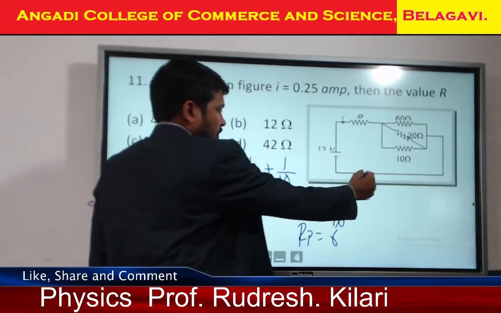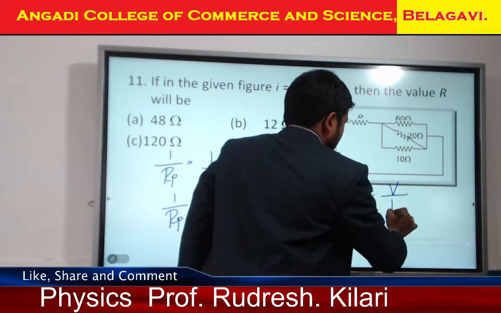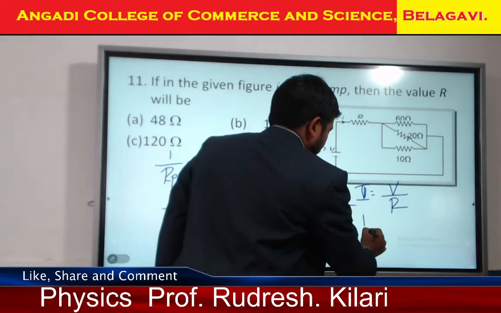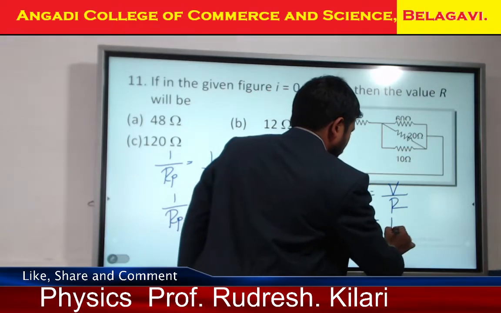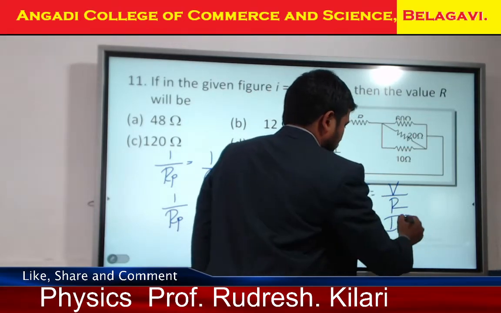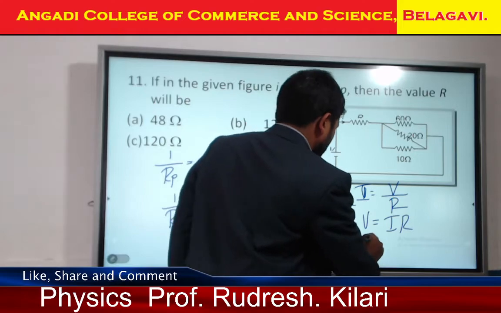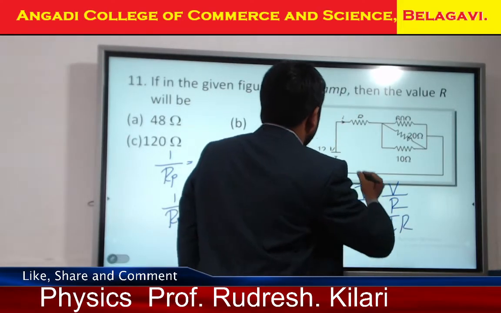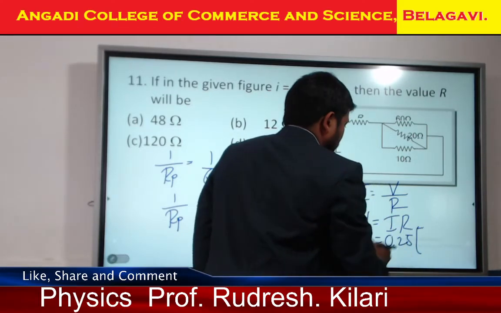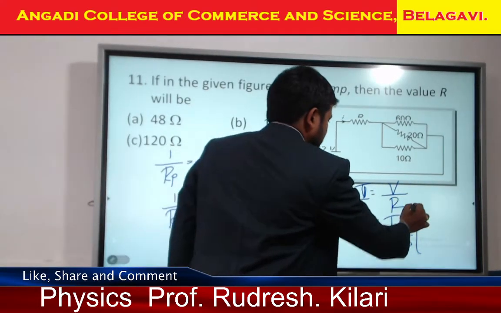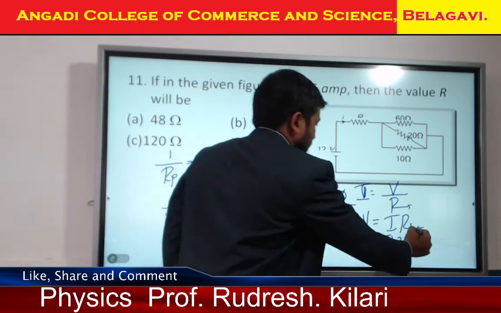I equals V by R. Now V equals I R. V is how much? 12 equals I, that is 0.25, into the resistance connected in series. Okay, first one R.